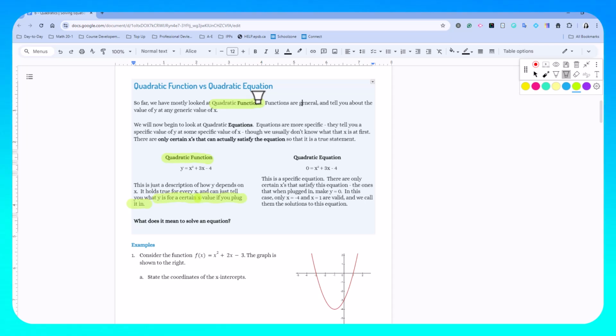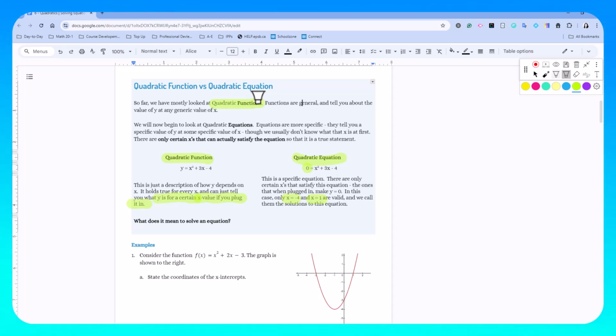However, the quadratic equation's a little different. Notice here we've replaced the y with 0. Now, this is a specific equation where there's only one unknown, and that's the x. So now what we want to do is determine what values of x make this true. In this case, x equals negative 4 and x equals 1 are valid.